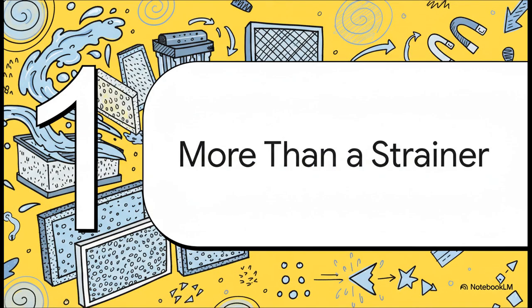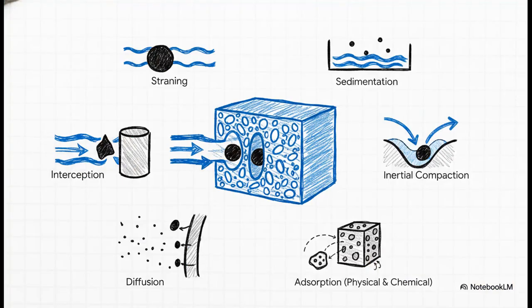The first thing you have to wrap your head around is that industrial-scale filtration isn't just a bigger version of what's in your kitchen. No way. It's a fundamentally different process that relies on a whole team of, well, invisible forces. So check this out. Simple straining, the one we all know, is just one player on a team of at least 6 different forces all working at once. You've got the obvious ones like sedimentation, where heavy stuff just kind of settles out on its own. And then there's interception, which is basically when a particle just happens to bump into the filter and stick.